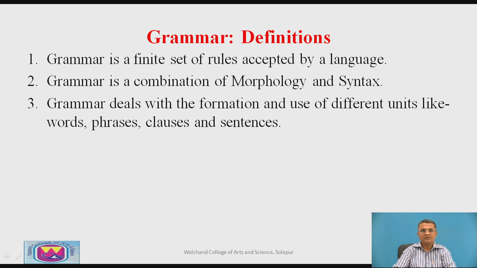Second definition, grammar is a combination of morphology and syntax. Grammar can be divided into two branches, morphology and syntax. Number three, grammar deals with the formation and use of different units like words, phrases, clauses, and sentences. So as far as grammar is concerned, we study different grammatical units starting from words to sentences.